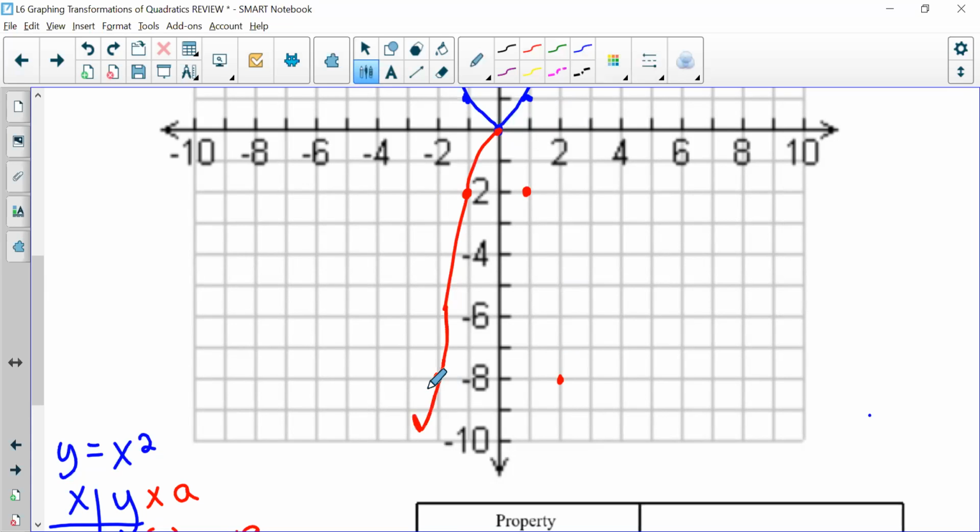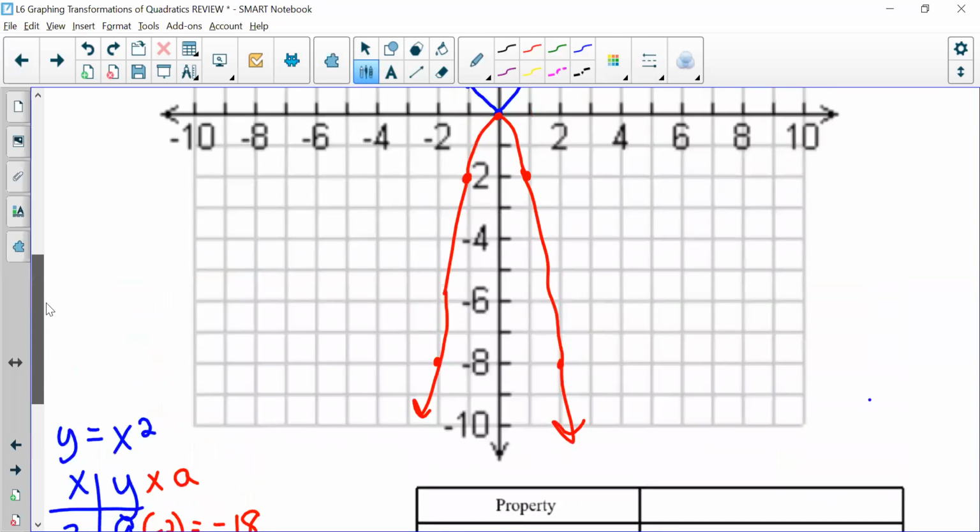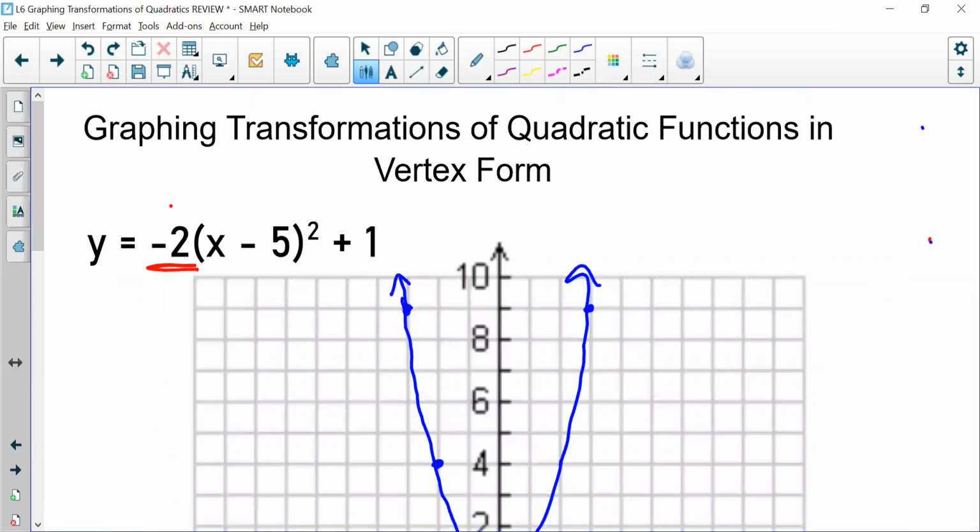So let's just think about, does this look like it makes sense? If my A value is a negative 2, which direction should it be opening? Down. I'm actually going to fill that in right now. And should it be stretched or compressed? Stretched because 2 is greater than 1. Perfect. So all of my Y values actually doubled, stretching this parabola, and it's also opening down. So check and check. That makes sense.